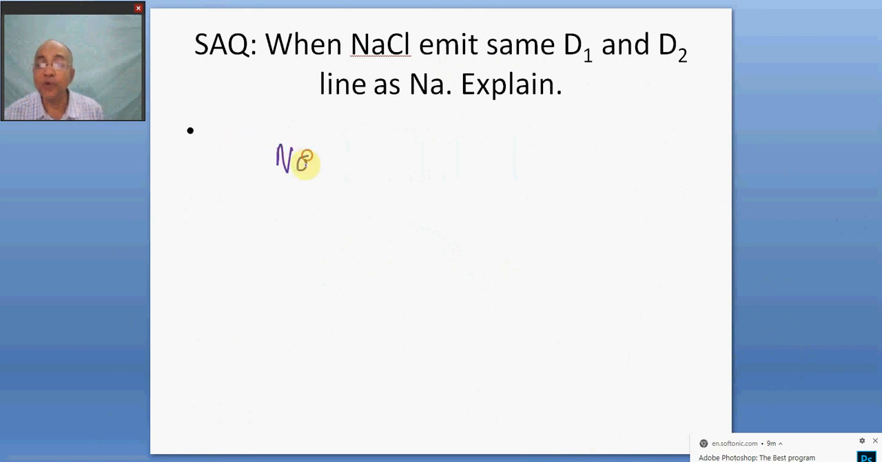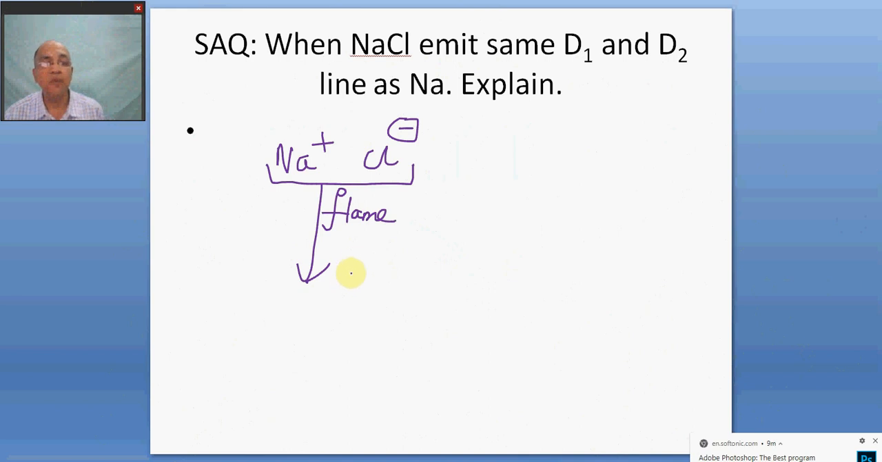When you have sodium ion and chloride ion in a crystal and put it in a flame, inside the flame this ionic bond breaks, no longer exists. The electron which was previously taken by the chlorine atom to produce chloride ion will be returned back. The sodium ion will get back an electron from the chloride ion. It will be converted to sodium atom in the flame and chlorine atom in the flame.